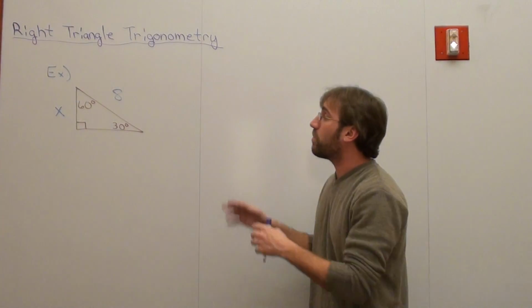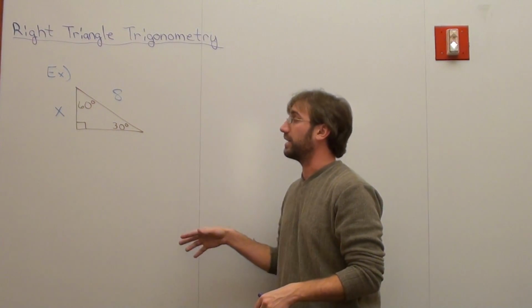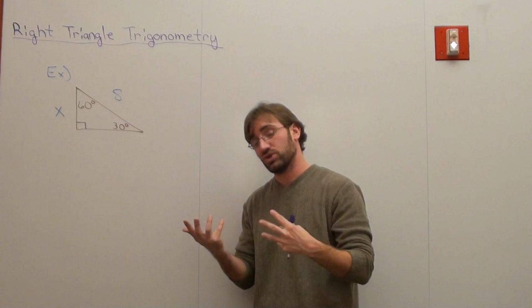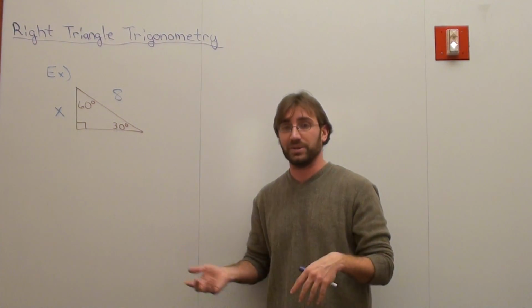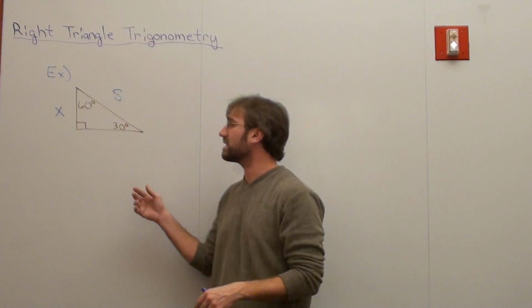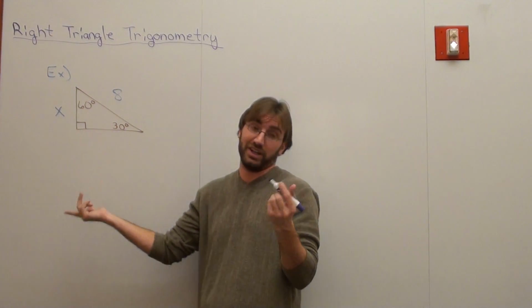Hello again. I want to do a basic problem of a 30, 60, 90 in two different ways, just so that you can see two different approaches to it. If it's a special triangle, or if it's just a regular 90-degree triangle without a 30, 60, or 45, 45. But it's pretty cool. Basically what I want to do is figure out x. I want to find x.